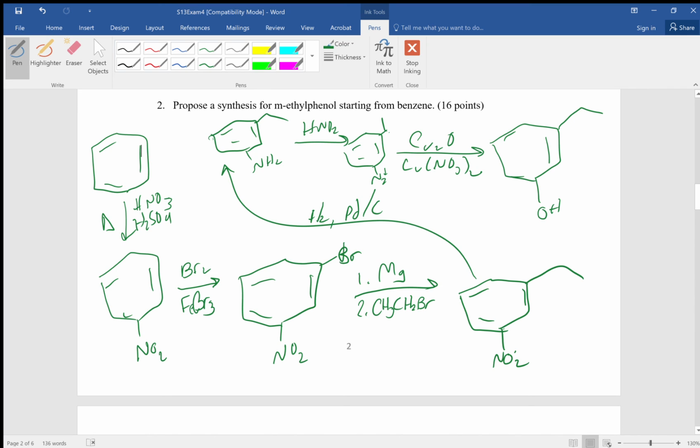Now that's not the only way that we could have approached this synthesis question. We could also have done something such as putting the ethyl group on as an acid chloride, Friedel-Crafts acylation, used that to direct the nitro group in meta, and then converted those groups as well. But either of those two methods would work. The key here is just doing the substitution at the correct time so that we know we get the desired and necessary meta substitution.